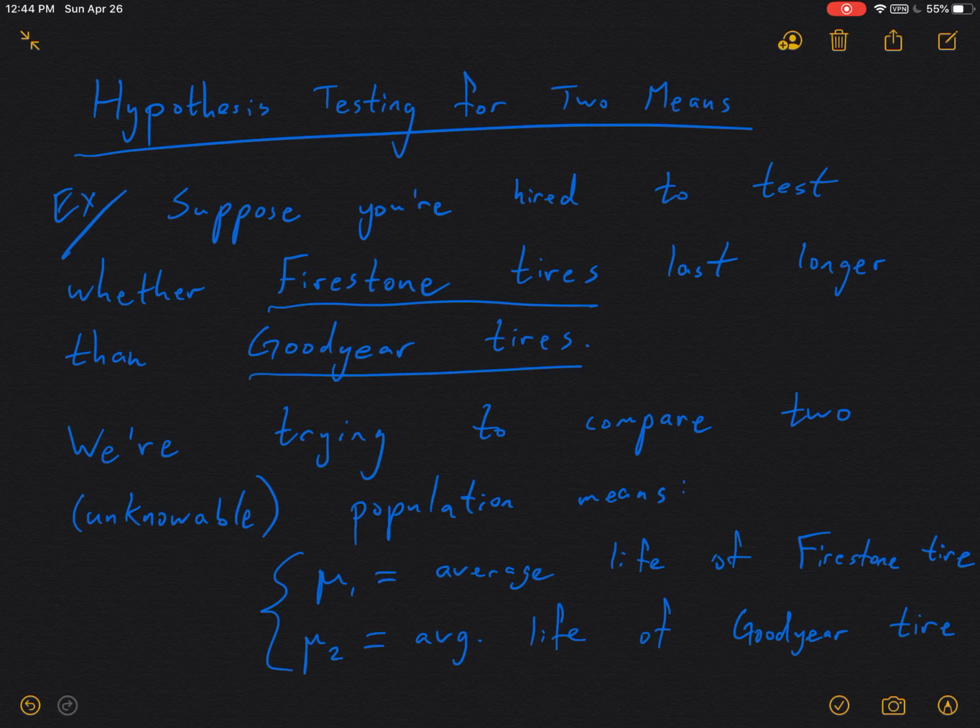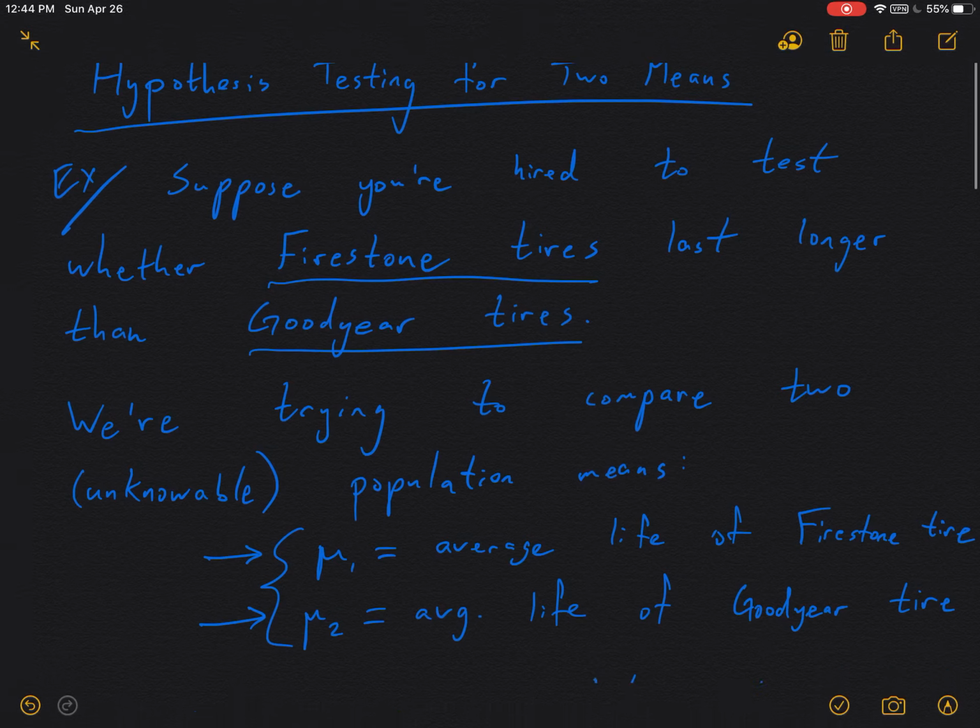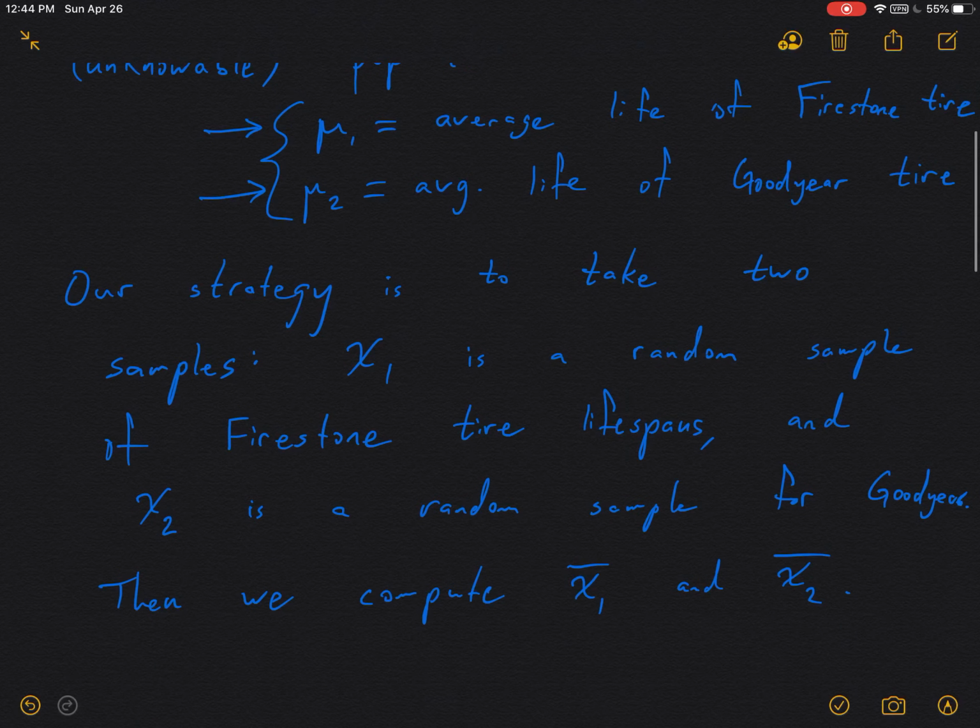And for this, we're going to do the same sort of strategy that we did before. So I'm going to try to measure each of these things. So I want to know what mu1 is, and I want to know what mu2 is, but I can't sample every Firestone tire or every Goodyear tire. So these are unknowable in some sense. But what we can do is what we did before, which is we can try to approximate them by just taking a big sample. So we'll take two samples.